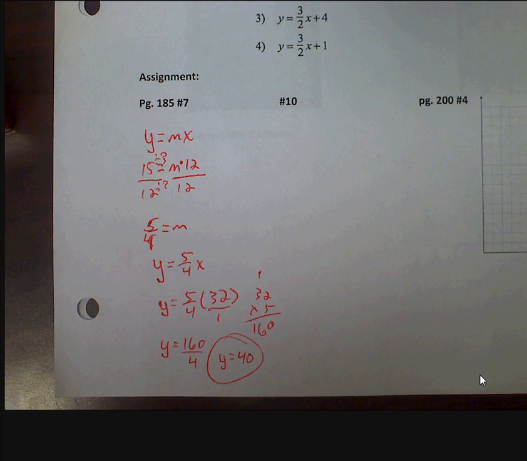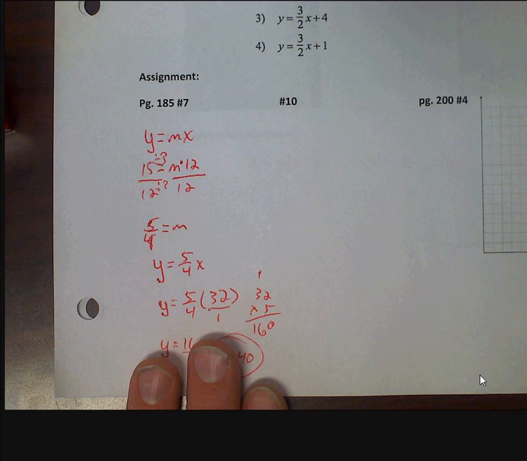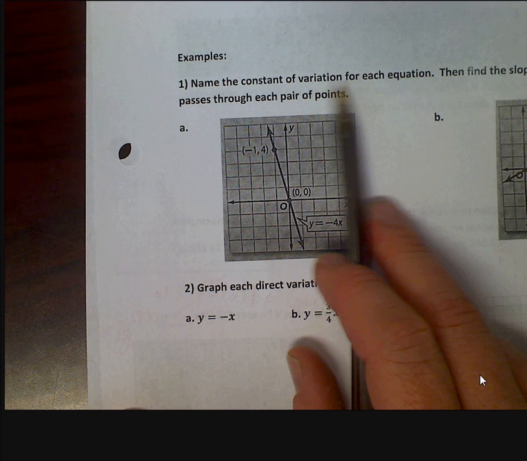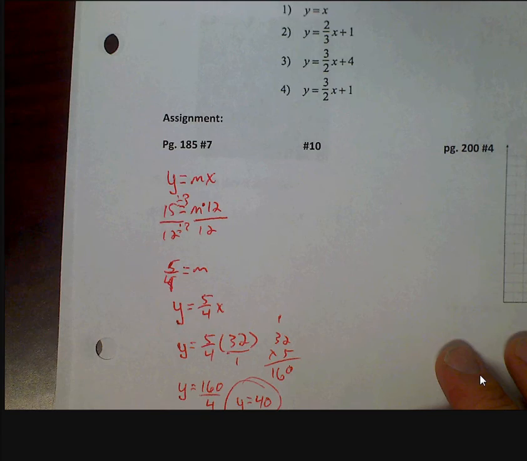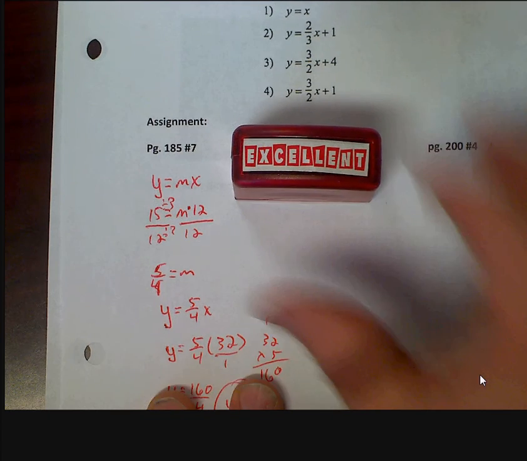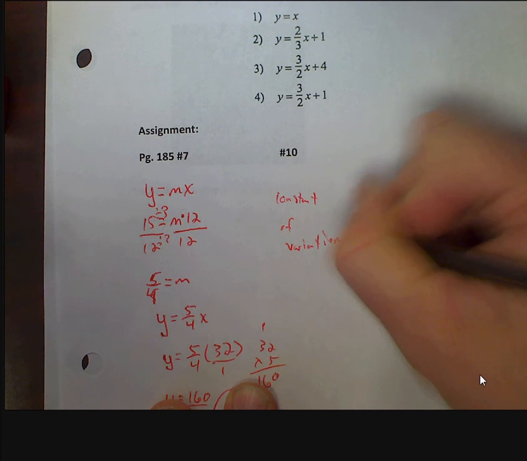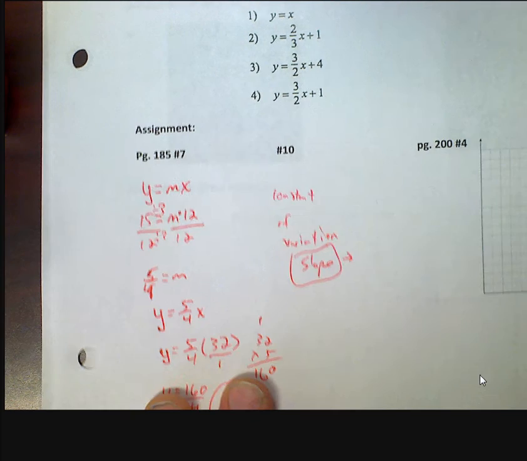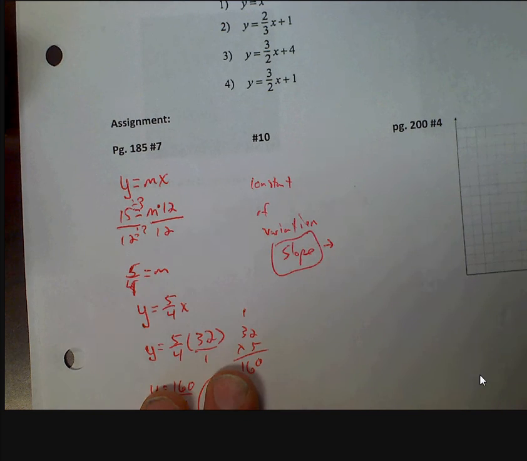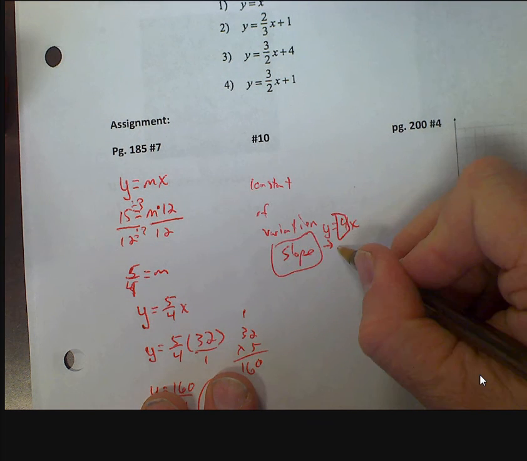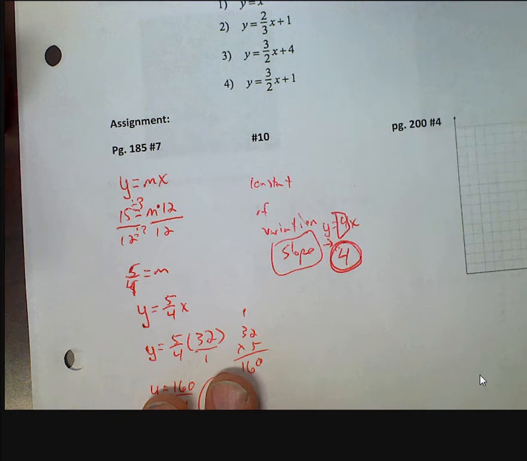Number 10. Name the constant of variation for each equation. Find the slope of the line. Constant variation, this is just like example 1, letter A. Pause the video and see if you can find the constant of variation. So the constant of variation is the same thing as slope, like I taught you. So my constant variation, based off of what they gave me on number 10, is they had y equals 4x as my equation. 4 is my constant of variation.